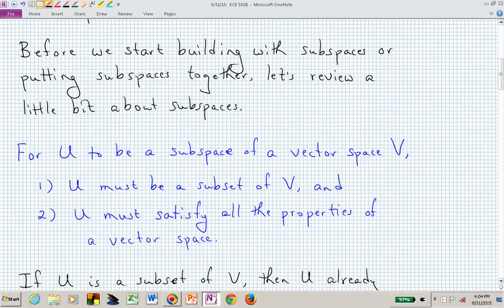For U to be a subspace of a vector space V, and now you can be thinking in terms of 2D or 3D, you could say, okay, let's let V be a plane, and now maybe U is going to be a subspace of that plane. What properties need to hold for U to actually be a subspace? U must be a subset of V. That's different than a subspace.